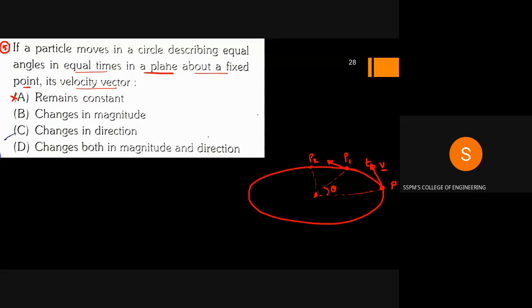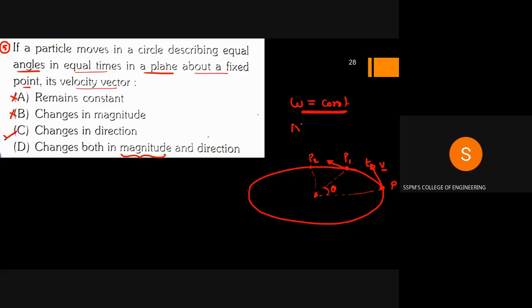The second option is changes in magnitude. If the velocity vector changes in magnitude, its direction will also change, so this is the wrong option. Changes in direction: the vector will change its direction, so this is the correct option. The last option is changes both in magnitude and direction. Magnitude will remain constant because here equal angle in equal time means omega is constant. As omega is constant, mod v will be constant because v is equal to r omega. But the vector v bar will change.